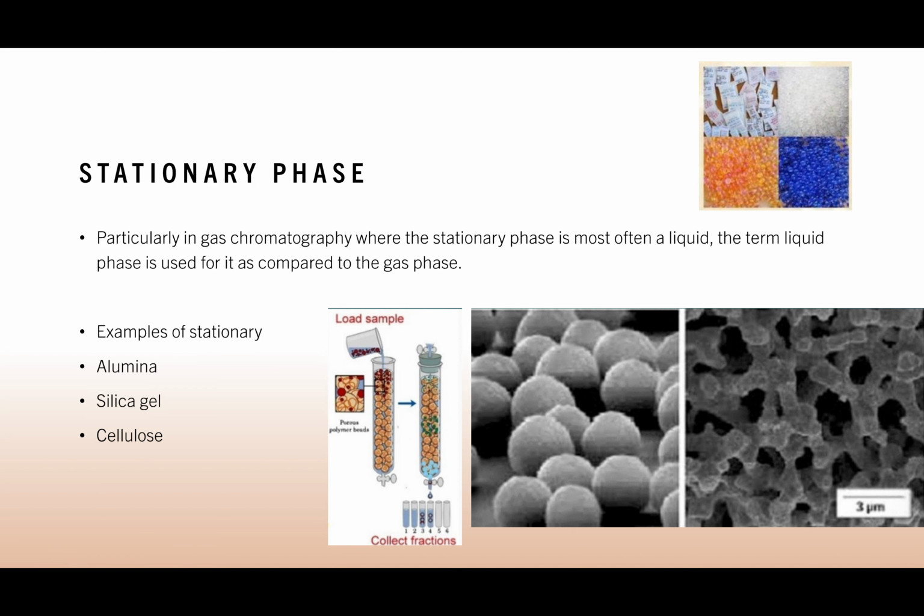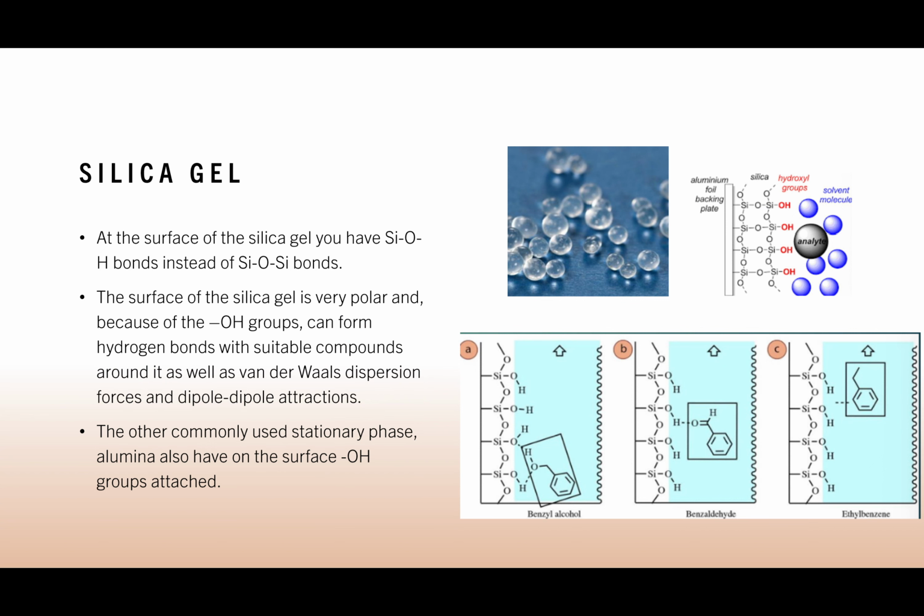So for the silica gel, silica gel is silicon oxide, silicon dioxide, and it has that type of bonding. But on the surface, it has OH bonds. So that is polar, so that will actually cause interactions with polar species, and not so much interactions with non-polar species. And that's the same thing for alumina. It has alumina hydroxide on top.